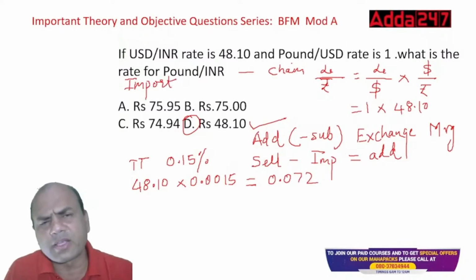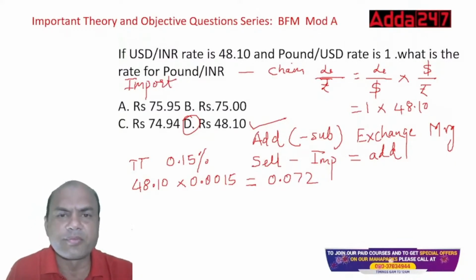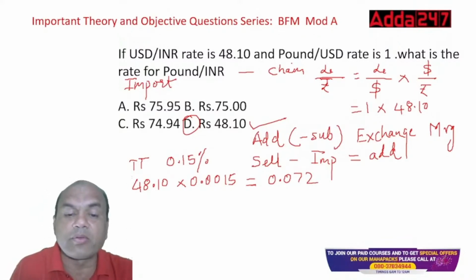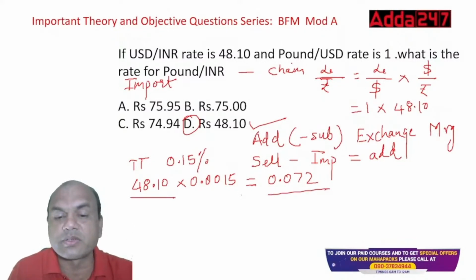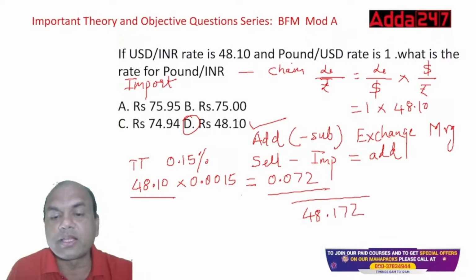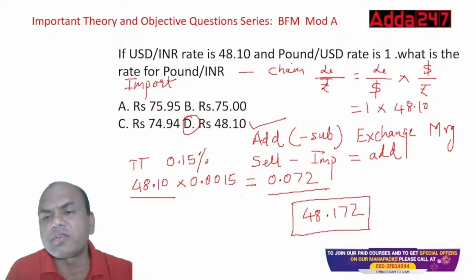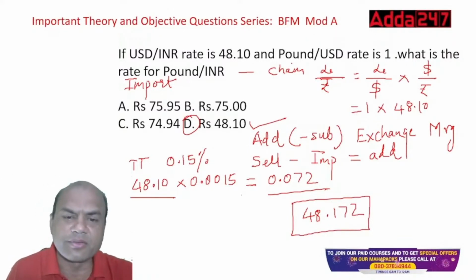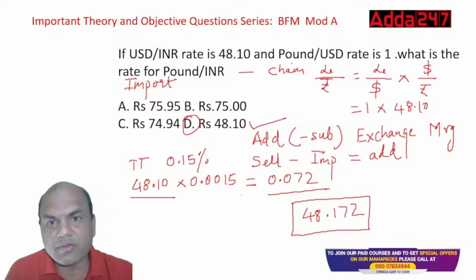In the exam they'll be giving clearly import or export. So import means sell. So you'll have to add this. What will be your final rate? It will be 48 point. Add this: 48.10 plus 0.072. Add this, everyone. The answer you will be getting is 48.172. This is the final answer you will be getting if exchange margin is given. If not given, then 48.10. That's simple. Okay. Clear, everyone?